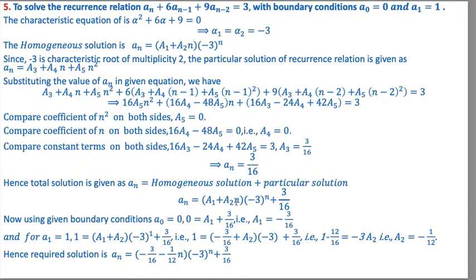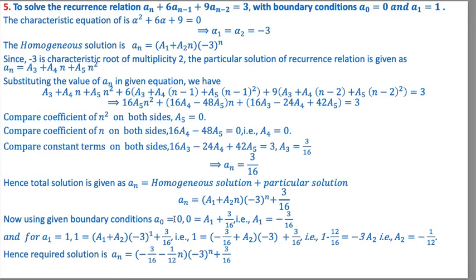Now to find these constants, we use these boundary conditions. For n equal to 0, a0 is 0. For n equal to 1, a1 is 1. So using the boundary condition a0 equal to 0, n equal to 0, this is 0, this is a1, this is 0, this is 0, and minus 3 raised to 0 is 1. But this term is 0. Here we have only a1 plus 3 upon 16. It means a1 is minus 3 upon 16.